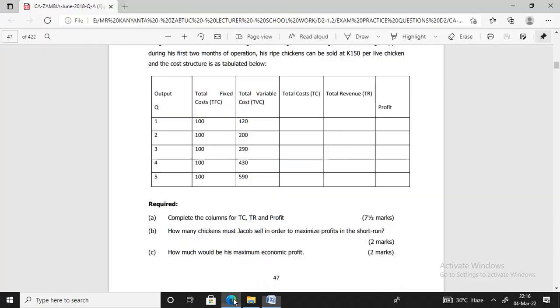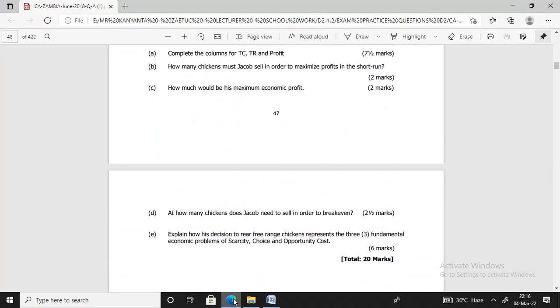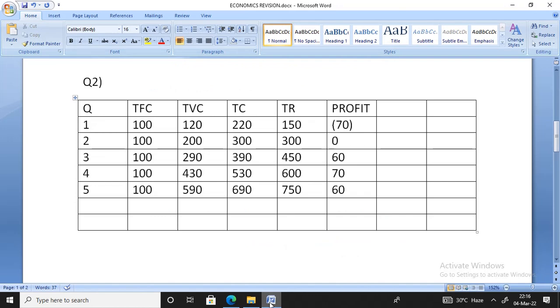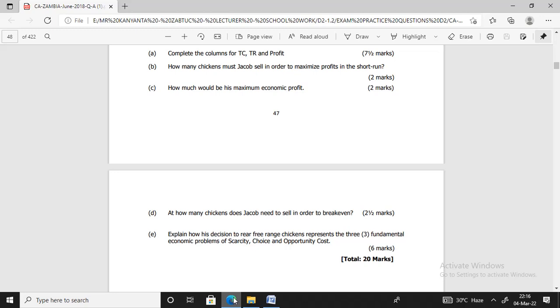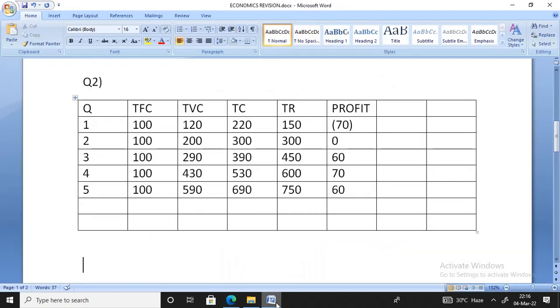The next question: how many chickens does Jacob need to sell in order to break even? Break even is where you make 0 profits. So he needs to sell 2 chickens. With 2 chickens, you will be able to break even. And then explain how his decision to rear free-range chickens represents the 3 fundamental economic problems, such as scarcity, choice, and opportunity cost. So let's explain some of these.